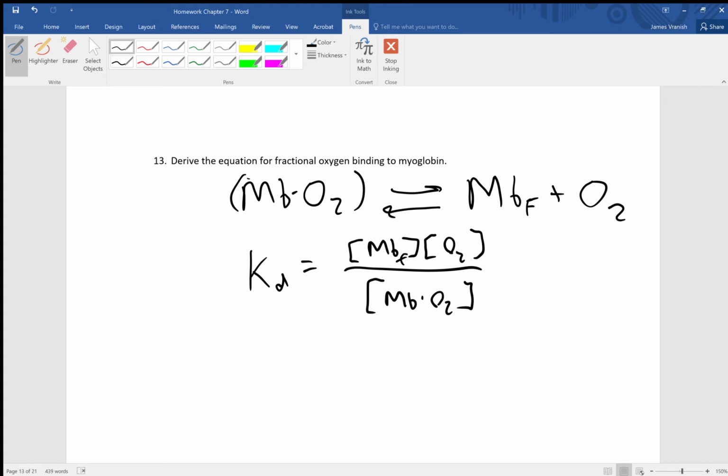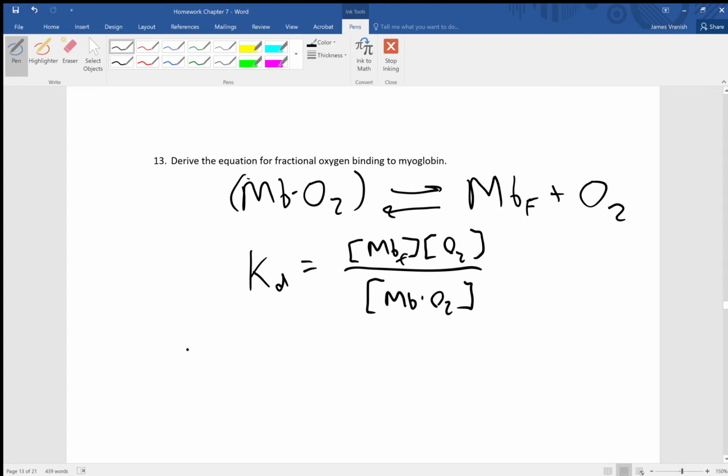So we can write an equilibrium constant for this reaction. Since this is the dissociation reaction, this will be a dissociation constant, or Kd. So now we end up with the concentration of myoglobin times oxygen on top, divided by the concentration of the reactant, the myoglobin oxygen complex. So we have this Kd value here.